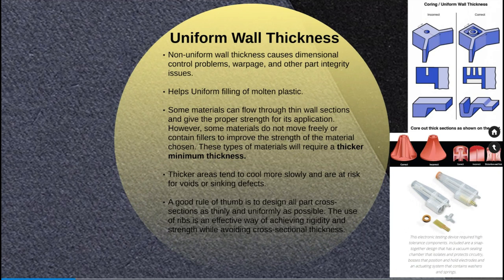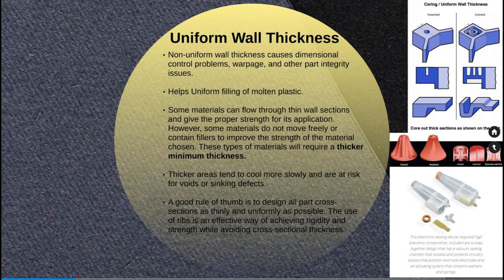The thicker areas tend to cool more slowly, and there is a risk of voids or shrinking defects on thickened areas. So you have to try to avoid the thickened areas. Try to maintain the same level of thickness throughout the part region. A good rule of thumb is to design all parts' cross sections as thin and uniformly as possible. The use of ribs is an effective way of achieving rigidity and strength while avoiding cross-sectional thickness.